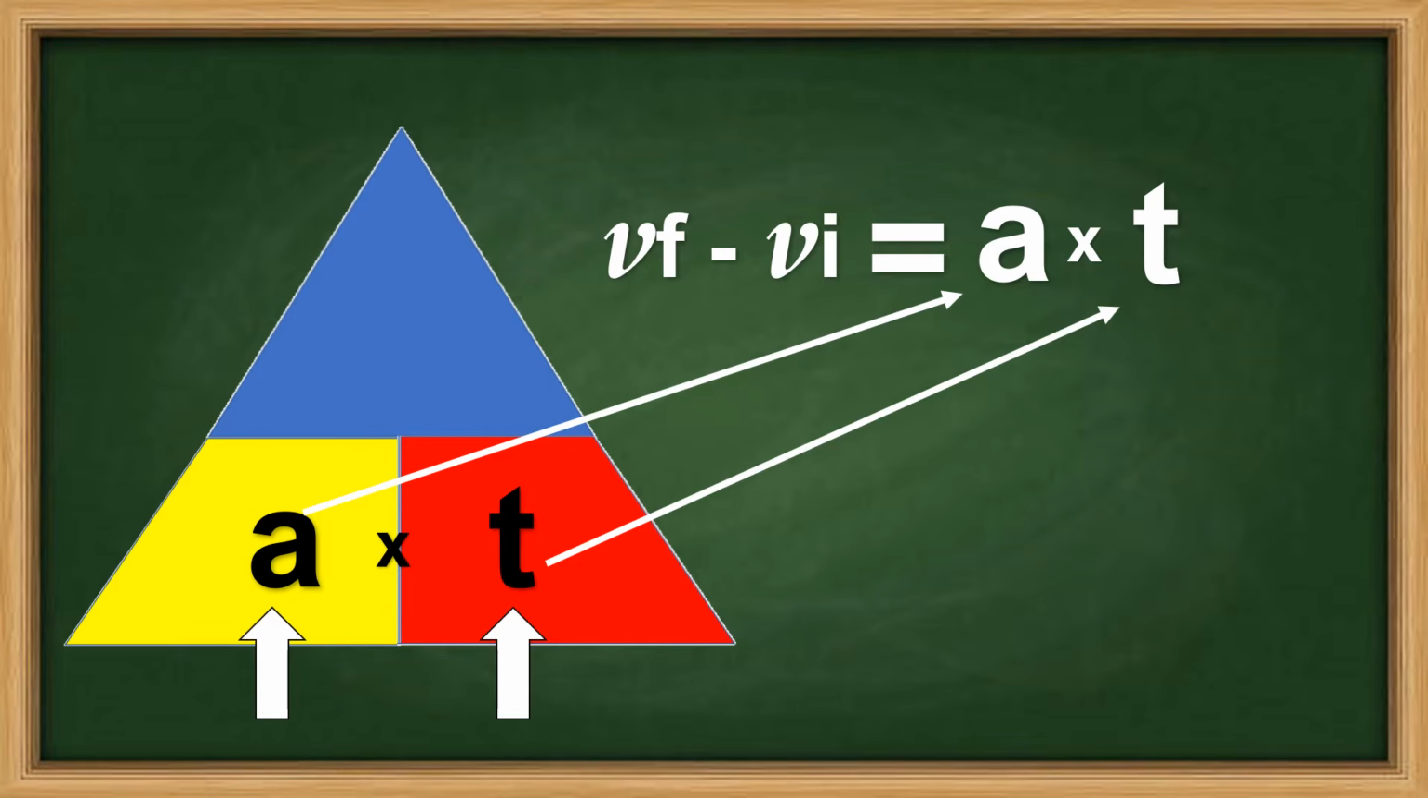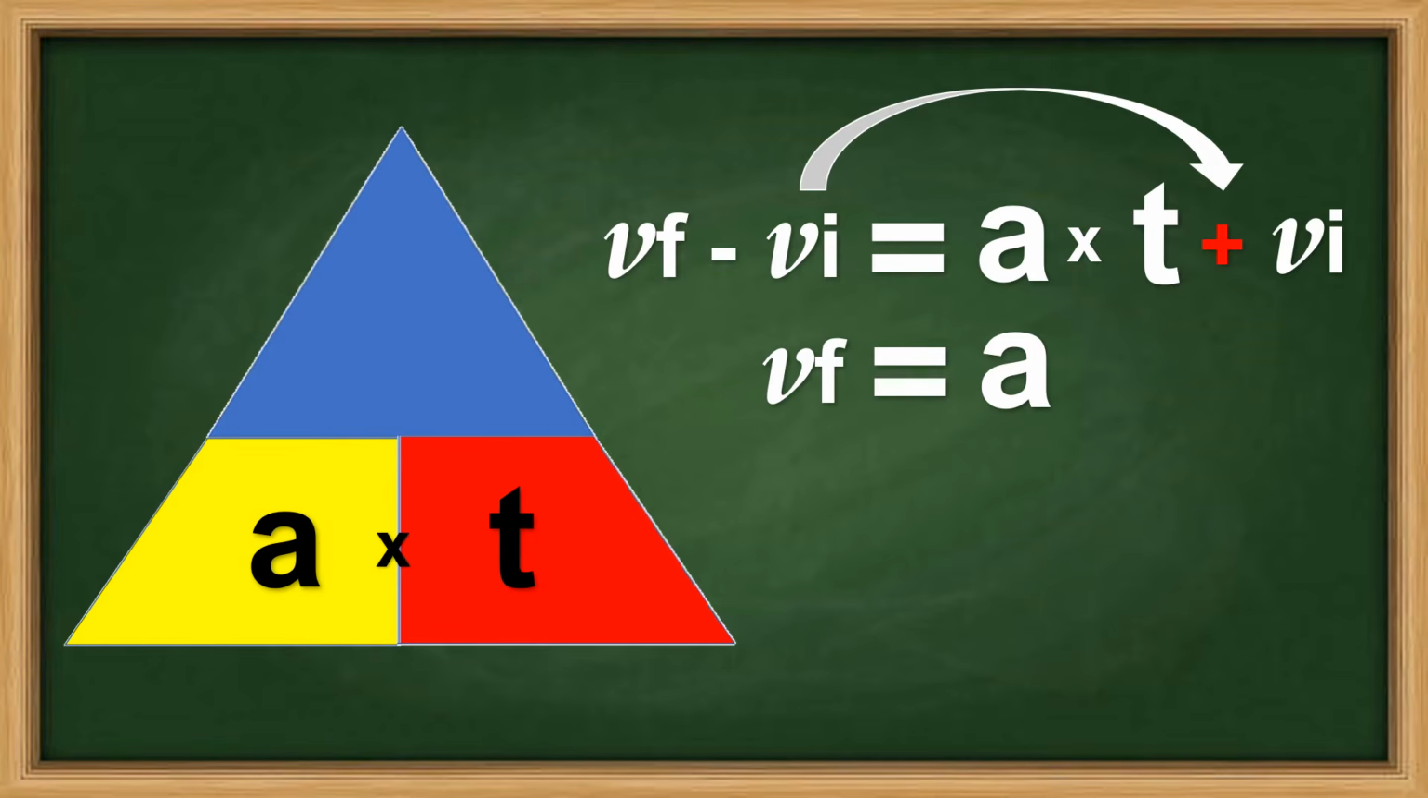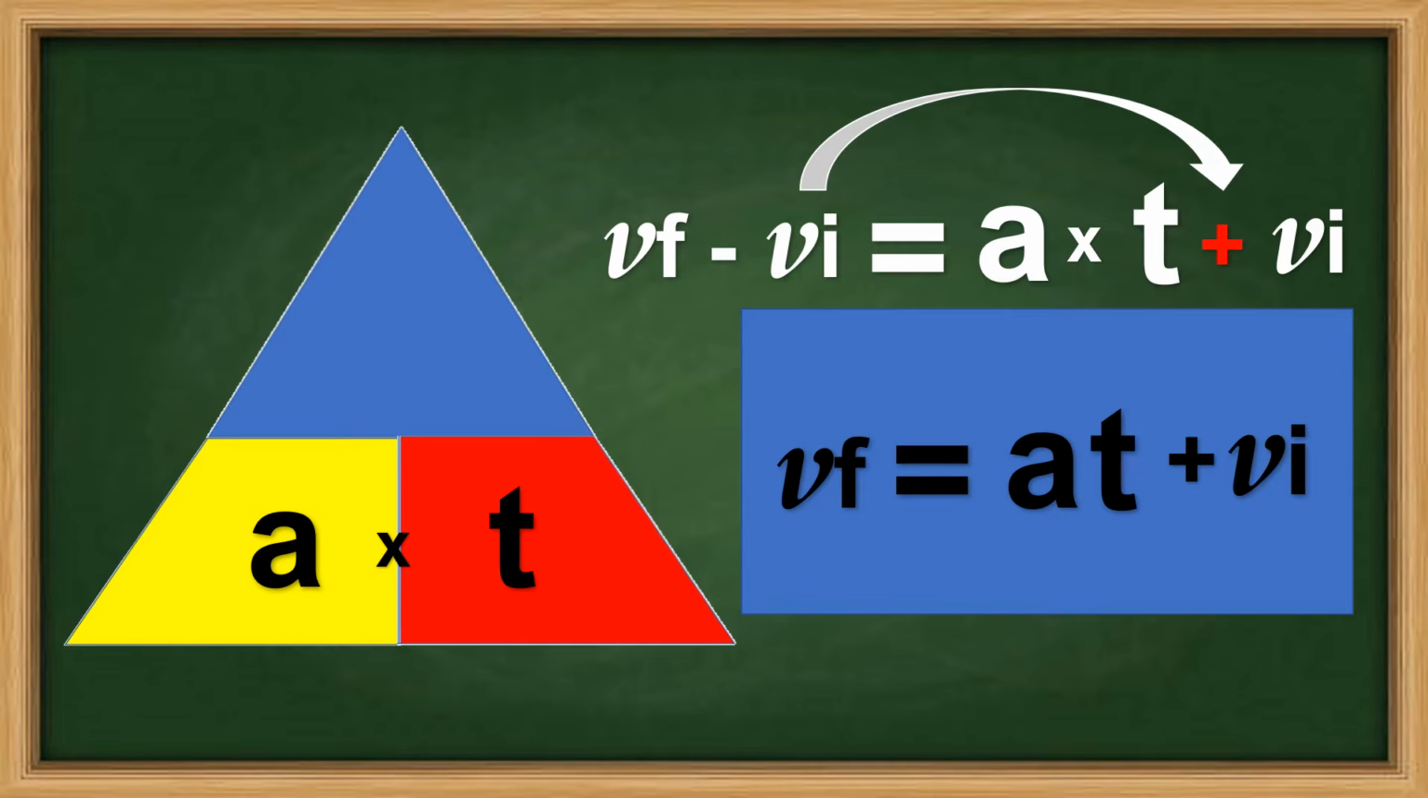Ngayon, hindi dyan natatapos ang formula. Ililipat natin ang Vi sa kabila. At one rule in math is, kapag ang isang mathematical process ay tumawid sa equal sign, magbabago siya ng anyo. Kaya, ang subtraction magiging addition. Vf is equals to A times T plus Vi. Formula for final velocity is Vf is equals to A multiplied to T plus Vi.